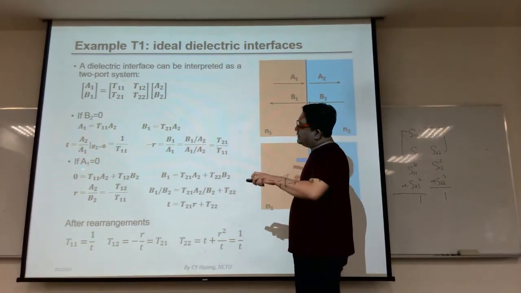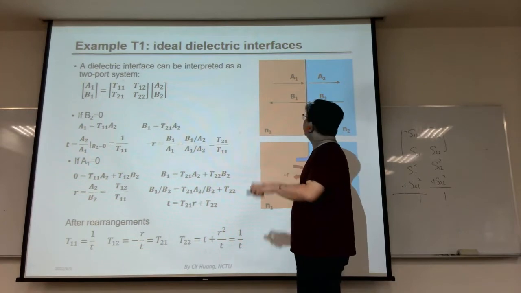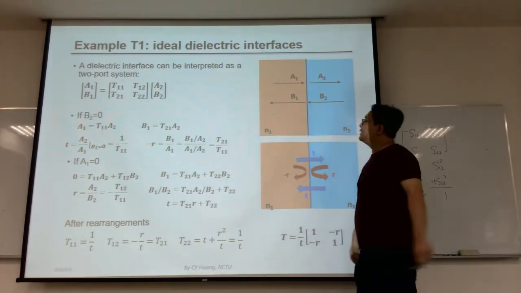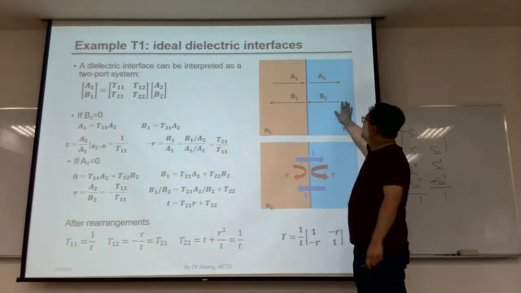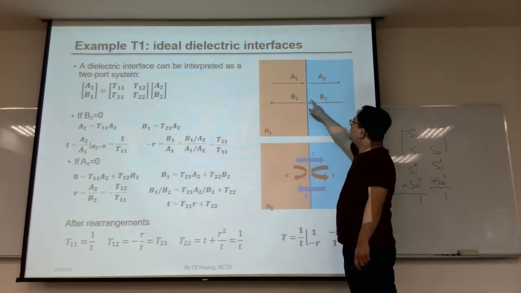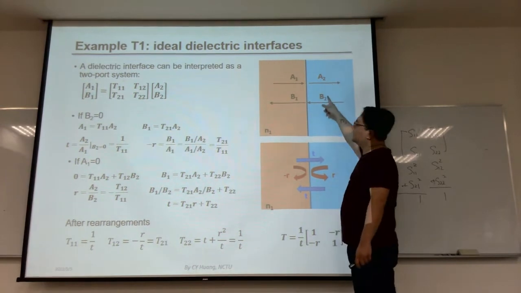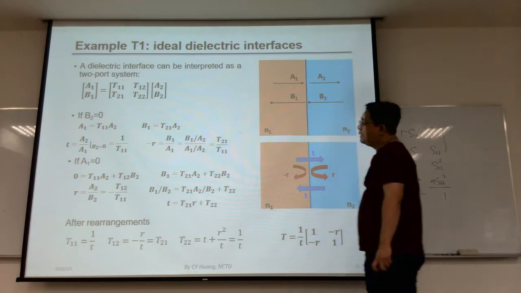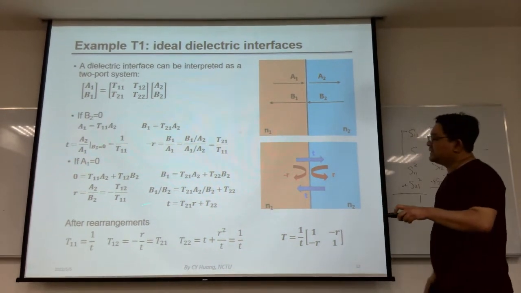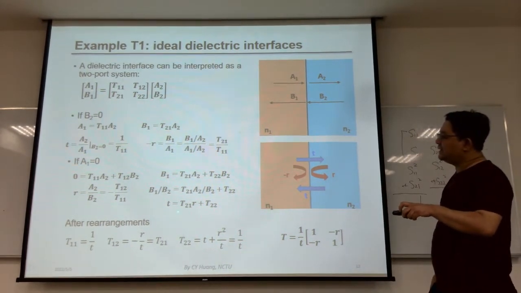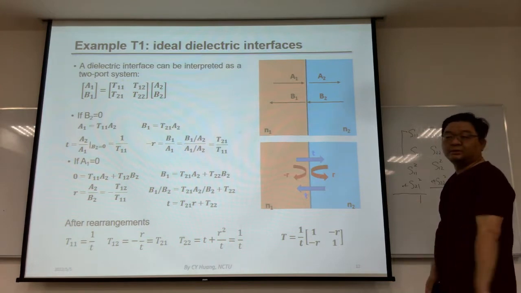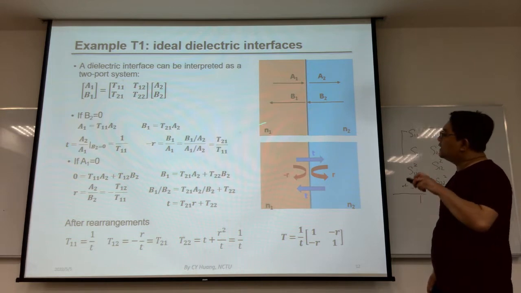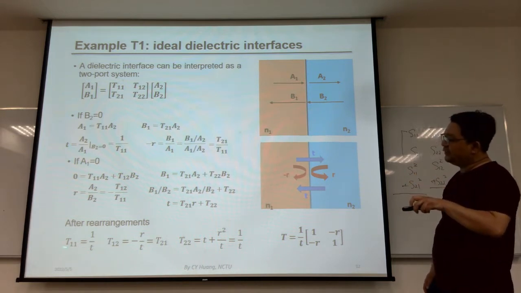So secondly, we can also try to let A1 be 0. That means there will be no input from the left-hand side. So the ratio will be only between B1 and B2 and A2 and B2. So you will simultaneously get a relation between R and T with the T21 and the T22. After rearrangement, you will get the four elements as follows.